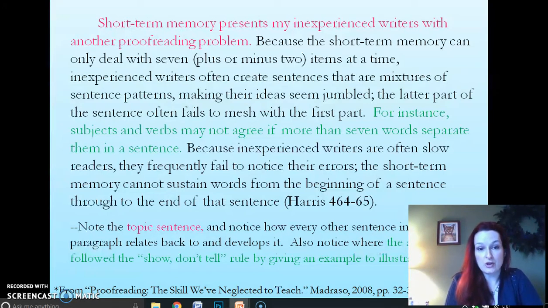So note the color coding there. The pink is the topic sentence, and that's the first sentence in the paragraph, which is that short-term memory presents inexperienced writers with a proofreading problem.